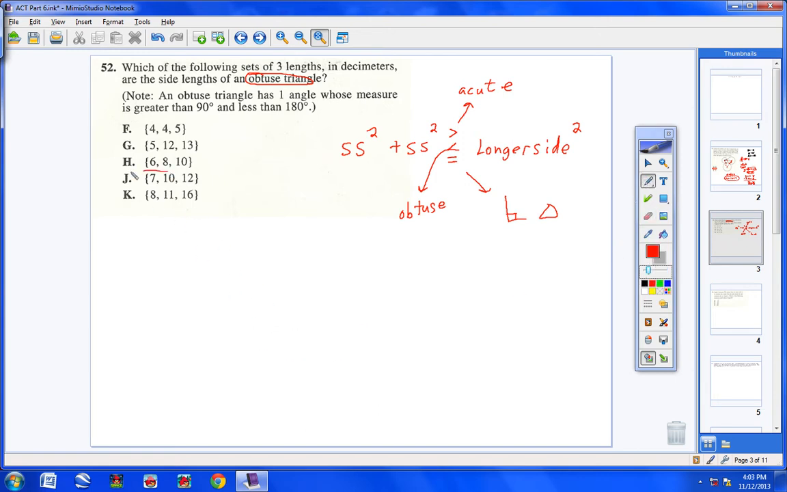Now we're going to look at letter J right here. 7 times 7 is 49. That's one of your smaller sides. 10 times 10 is 100. That's one of your smaller sides. Your largest side or longer side is 12. 12 times 12 is 144.